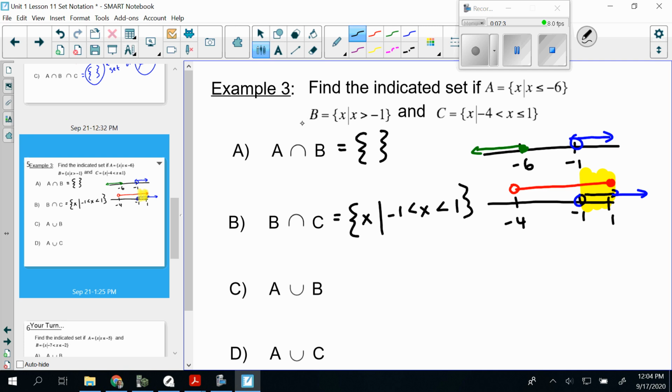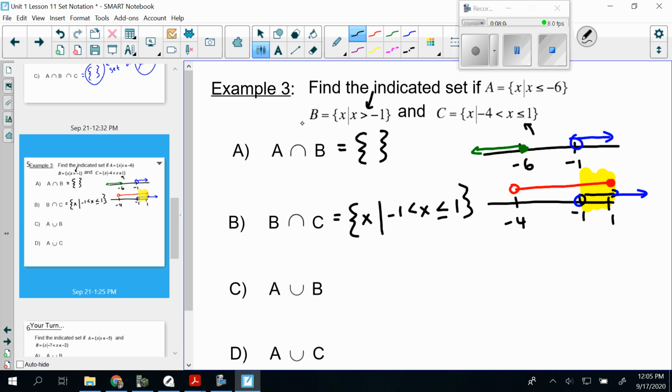And then we've got to see, should we include 1 and -1? Well, set B does not include -1. So if it's not included in B, we definitely can't include it in the intersection. How about +1? Do they both include +1? Well, we know B does because it's anything bigger than -1. Does C include +1? Yes, and so this should also include 1 here. That would be the intersection of these two graphs.